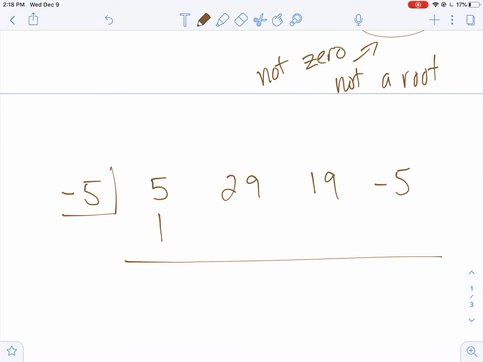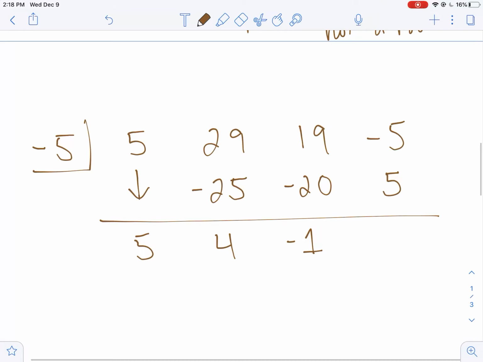All right. Drop down my 5. 5 times negative 5 gives me negative 25. 29 minus 25, or plus negative 25, gives me 4. 4 times negative 5 gives me negative 20. 19 minus 20 gives me negative 1. Negative 1 times negative 5 gives me positive 5. And negative 5 plus 5 gives me 0.